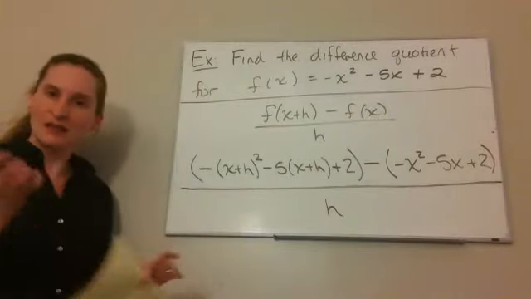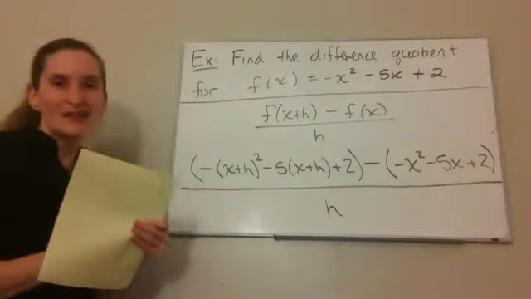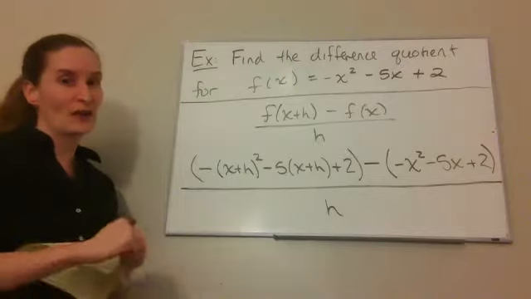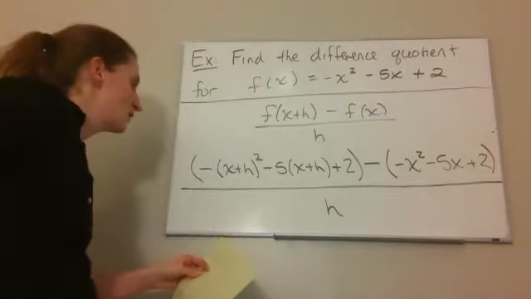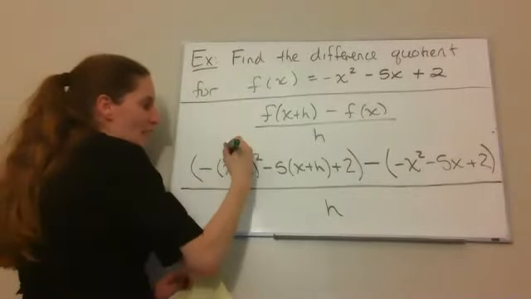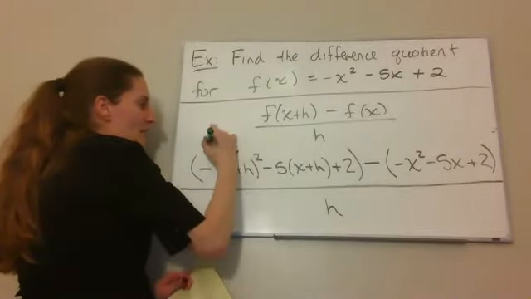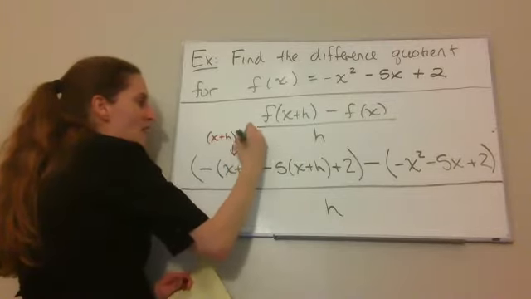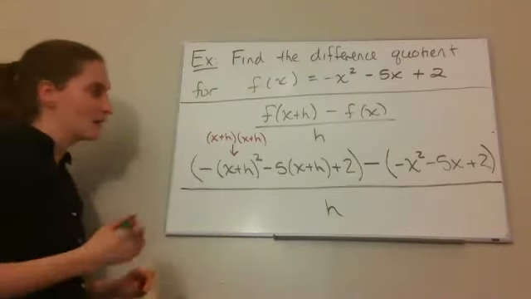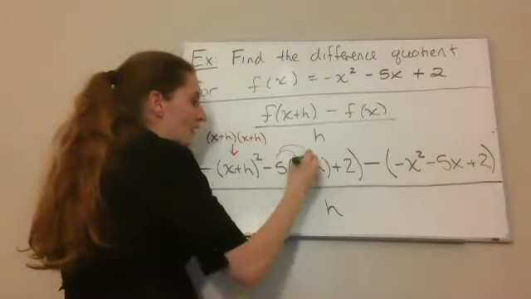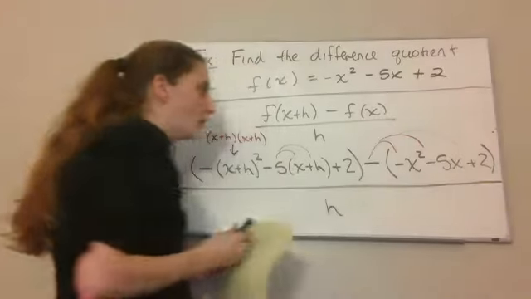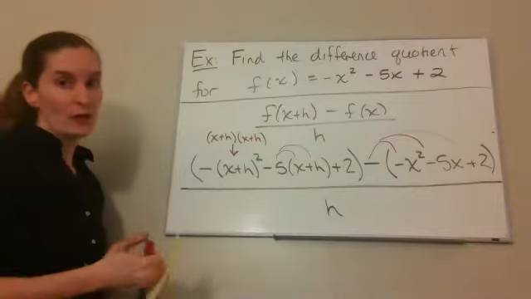And now this looks pretty terrifying. There's a lot of simplification that can go on, but there's a lot we have to do, and we have to be very, very careful. So what we're going to do now, first I'm going to note that this (x plus h) squared is the same thing as x plus h times x plus h. So that involves a lot of distribution right there. I'm also going to be distributing that minus 5, and I have to distribute this minus sign all the way through. So we have a lot of work to do.